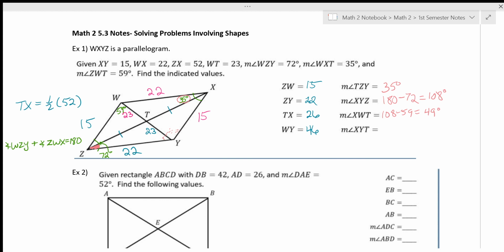And XYT is going to be the alternate interior angle to that 59 degrees. Alternate interior angle to the 59, right here, is the alternate interior to XYT right here. So XYT is 59 degrees. Okay, so I know there's a lot kind of going on inside that shape. If you have any questions about where I got any of those values, be sure to ask.